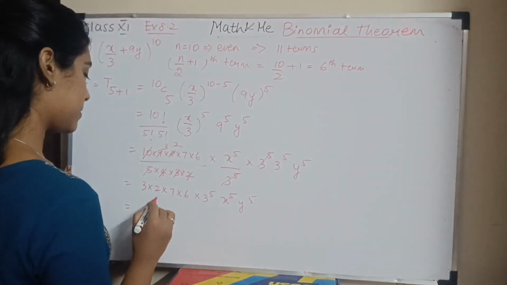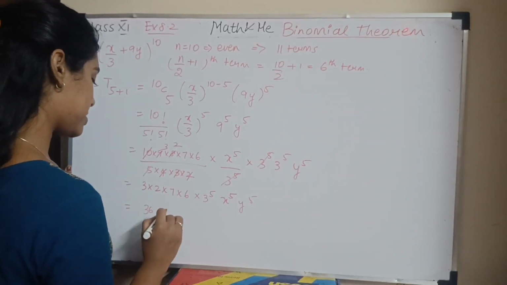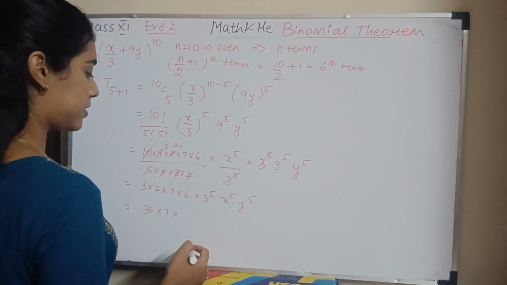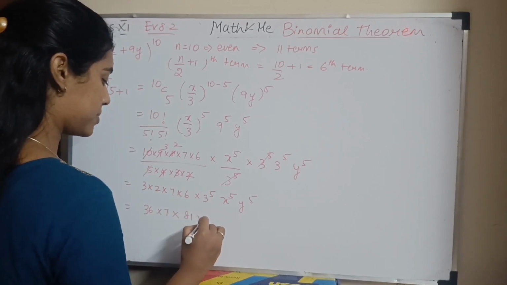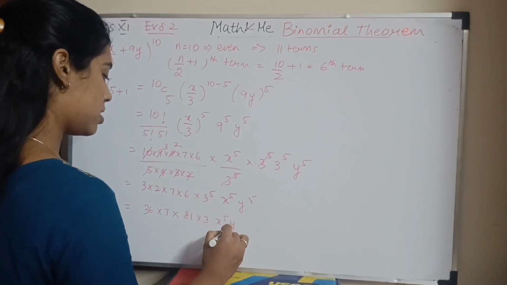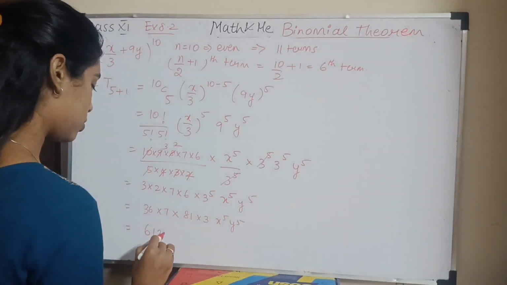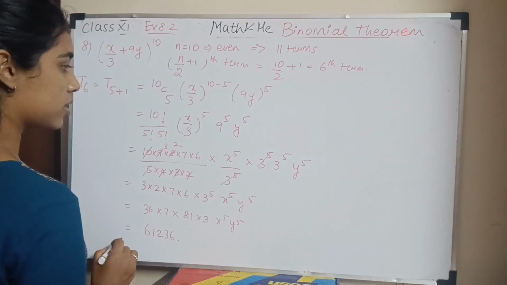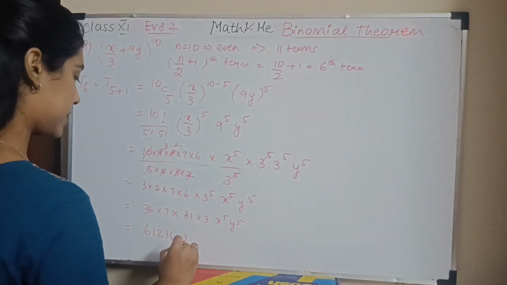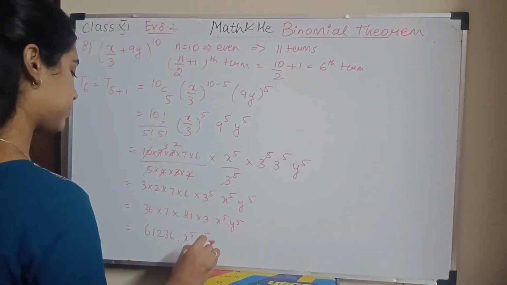So my answer is 36 times 7 times 3 to the power 5, which is 81 times 3, x to the 5, y to the 5. This is nothing but 6, 1, 2, 3, 6, x power 5, y power 5. Okay.